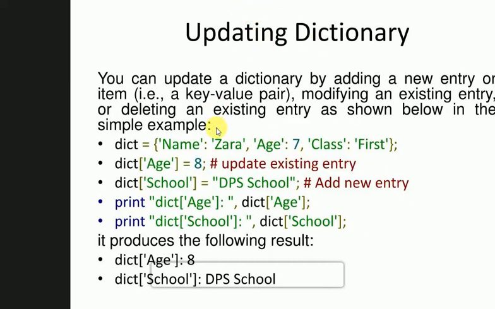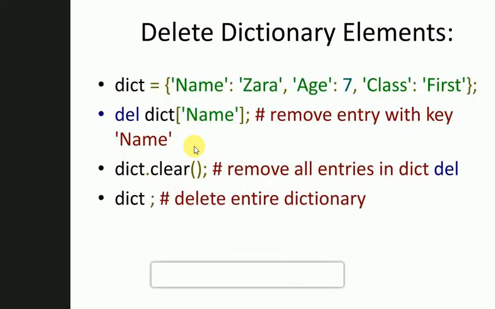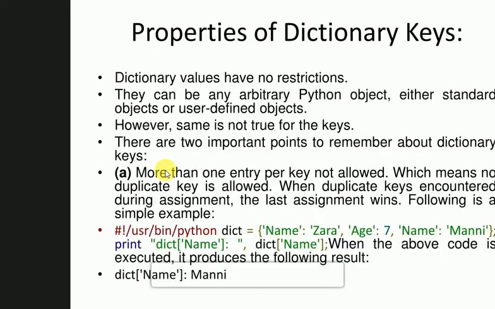Updating a dictionary, these are the features of dictionaries which we will see in practical implementation. Let's proceed further. This is another example. This is the keyword which you can use to clear the values from the dictionary. Another topic is the properties of a dictionary. Dictionary values have no restriction. They can be any arbitrary Python object, either standard objects or user defined, which we can define ourselves as well.